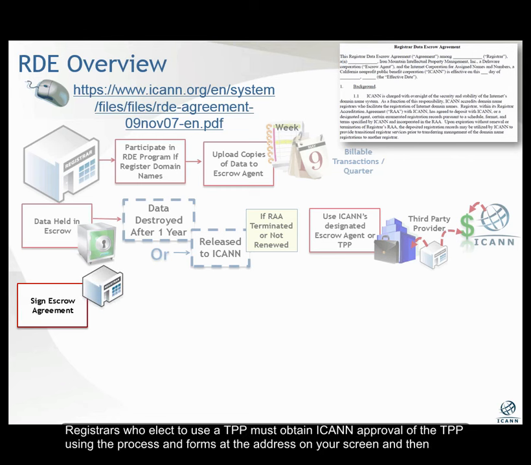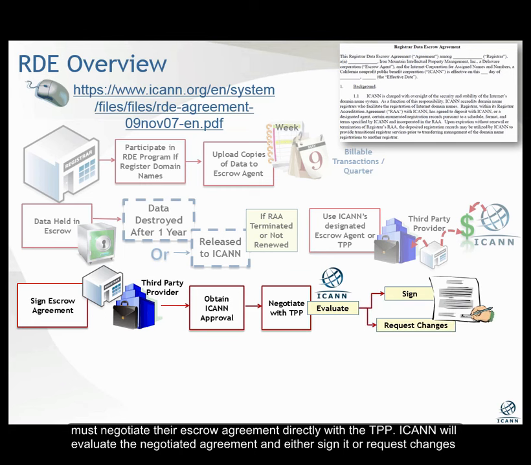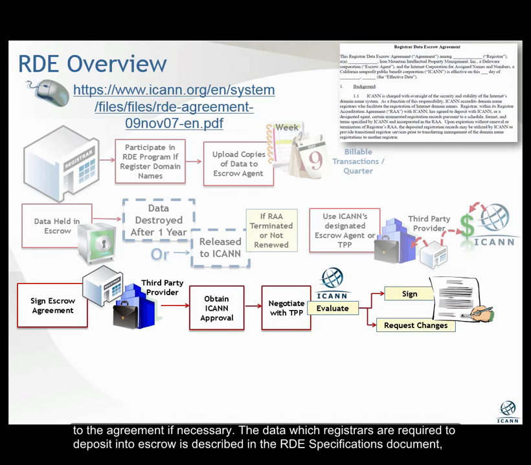Registrars who elect to use a TPP must obtain ICANN approval of the TPP using the process and forms at the address on your screen, and then must negotiate their escrow agreement directly with the TPP. ICANN will evaluate the negotiated agreement and either sign it or request changes to the agreement if necessary.